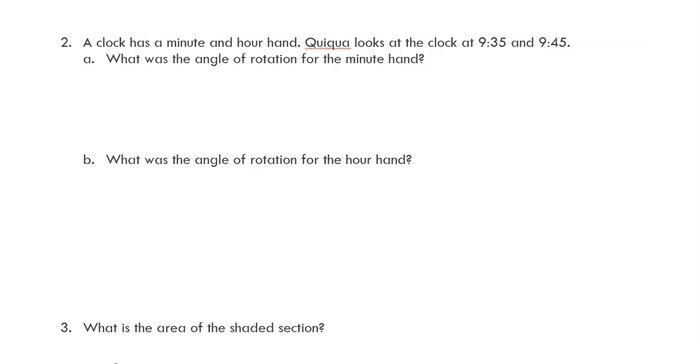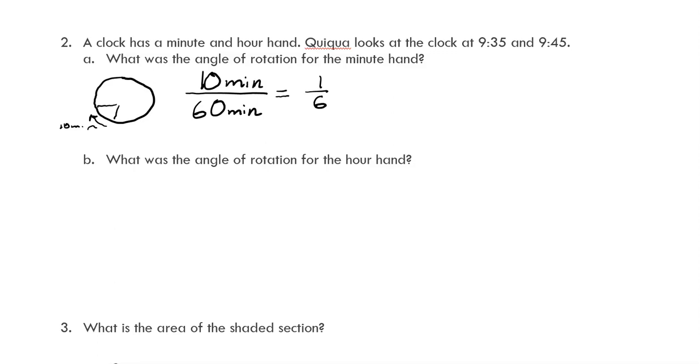A clock has a minute and an hour hand. Chi-Hua looks at the clock at 9:35 and 9:45. A. What was the angle of rotation for the minute hand? We have a clock. The minute hand used to be at 35 and now it's at 45. It has traveled 10 minutes, 10 minutes out of 60 minutes in an hour. So it has traveled 1/6 of the circle. The angle of rotation would be 360 degrees multiplied with 1/6, or 60 degrees.